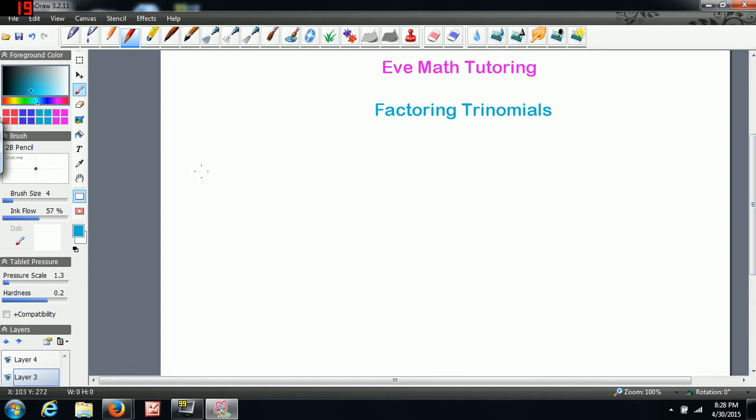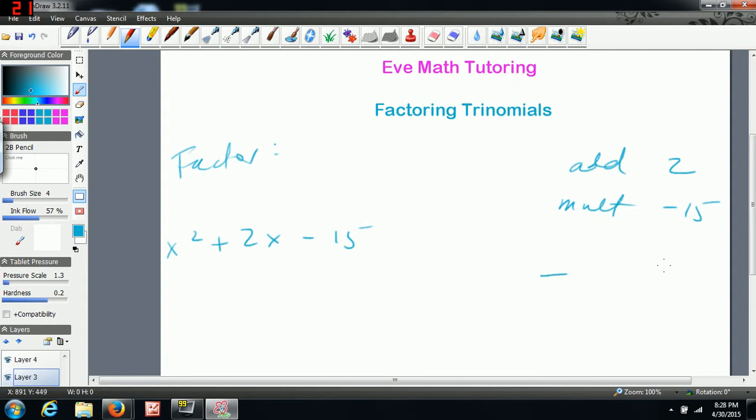Okay, let's try something like this. So factor the following. Okay, so here we want 2 numbers that add to +2 and multiply to -15. So one's positive and one's negative since they multiply to a negative. So one negative, one positive. So I right away think of the numbers 3 and 5, and if I make the 3 negative and the 5 positive, I do end up at +2. So that one would be x minus 3 and x plus 5.